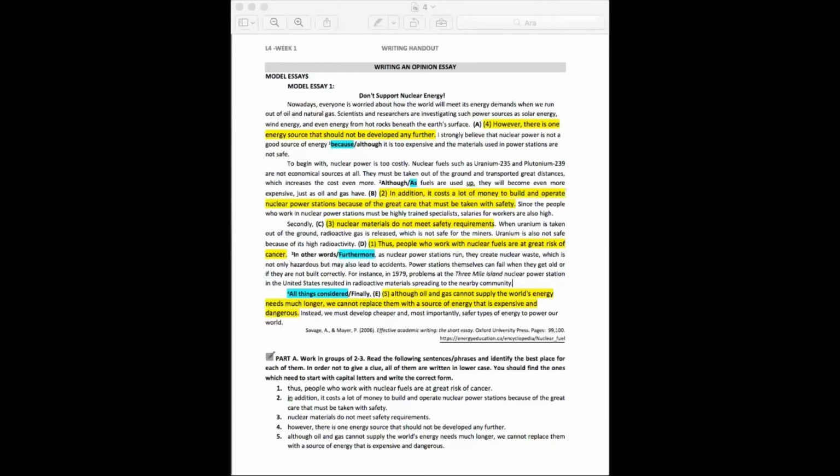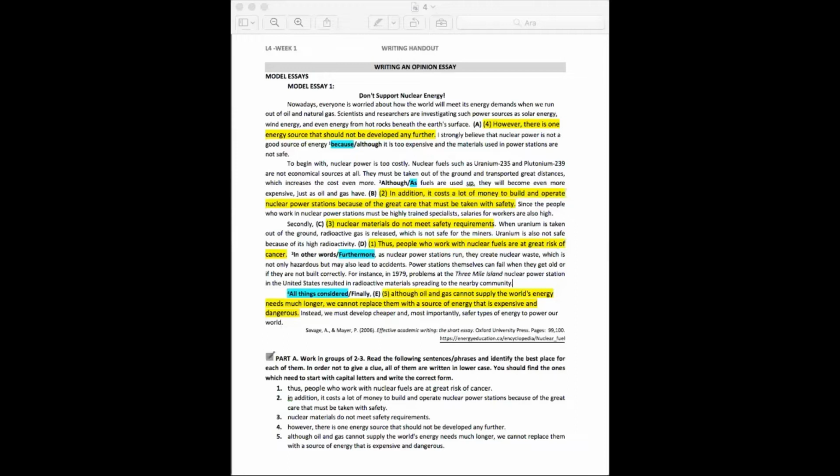Okay, let's check them. Number 1 is because, as it explains the reasons why the writer believes that nuclear power is not a good source of energy. Number 2 is as. Here it means because, so it explains the reason why nuclear fuels will become even more expensive. Number 3 is furthermore, because with this sentence, the writer adds another idea which supports the topic of this paragraph, and the idea that nuclear power is dangerous as it leads to accidents.